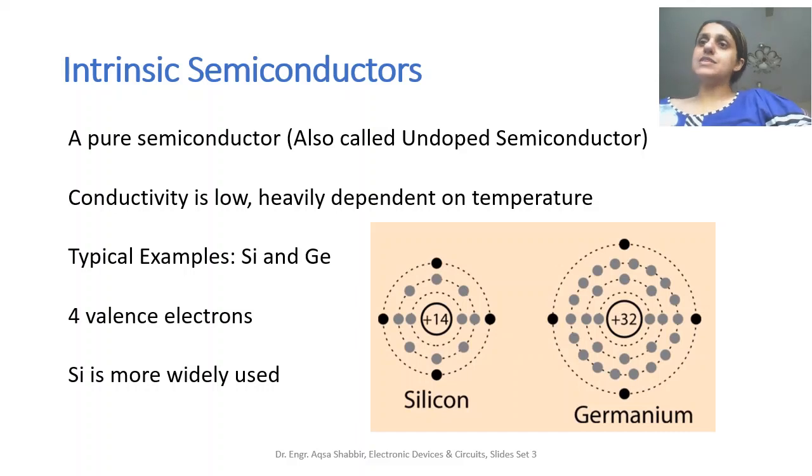Here I leave this as an assignment for you to find out why silicon is a more widely used semiconductor material as compared with germanium.